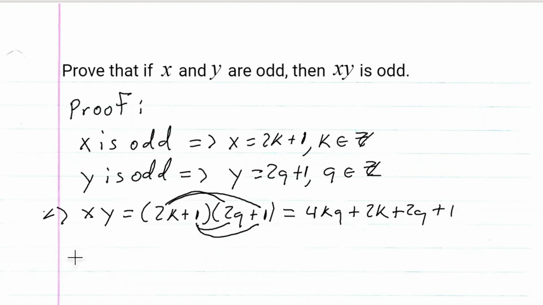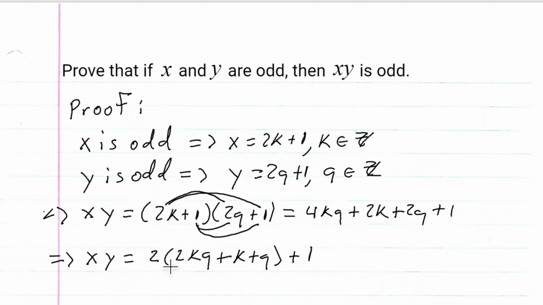Okay? So this means that xy is equal to, so we can factor out a 2 from the first three terms and then just leave that 1 over there. So we can do 2 times (2kq plus k plus q) plus 1, right? I just factored out a 2 from the first three terms.